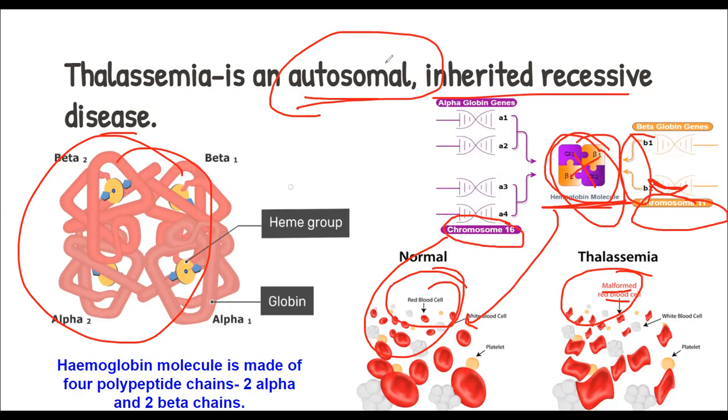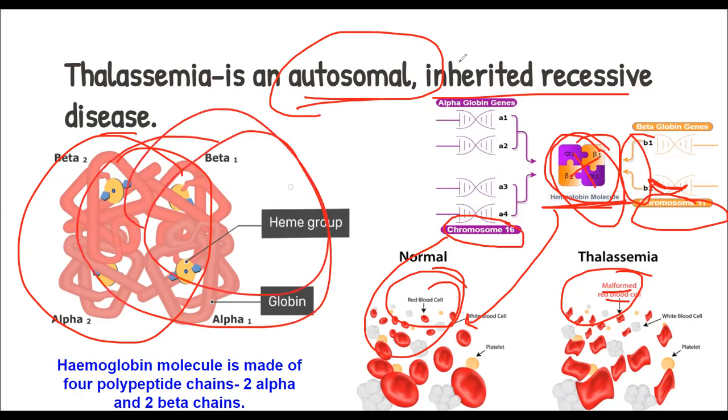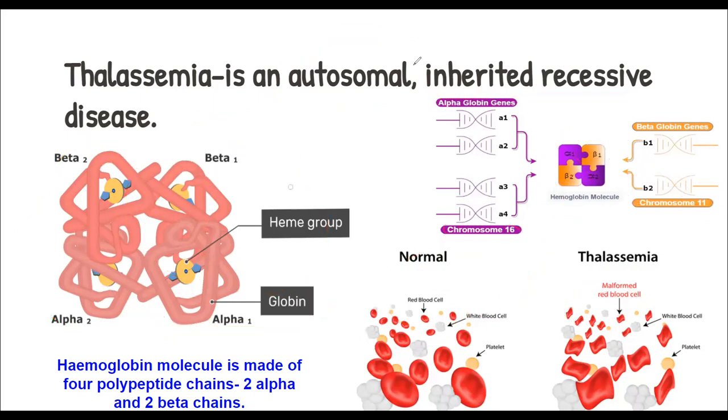But if a person has thalassemia, then this hemoglobin molecule will not be made properly. There will be some mutation in the genes which code for hemoglobin on chromosome 16 or 11, and that will result in a different shape or incomplete formation of the hemoglobin, which will result in non-functional hemoglobin, and as a result, non-functional or malfunctioning red blood cells.